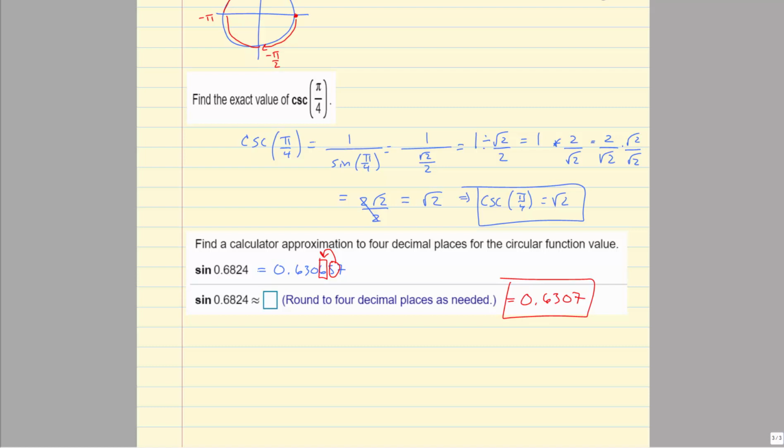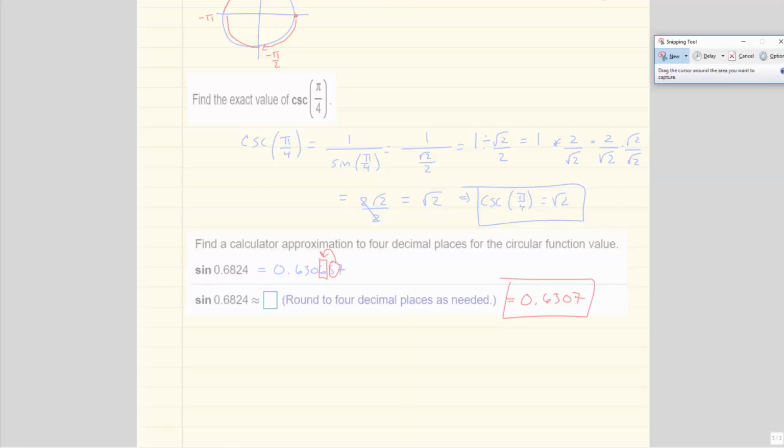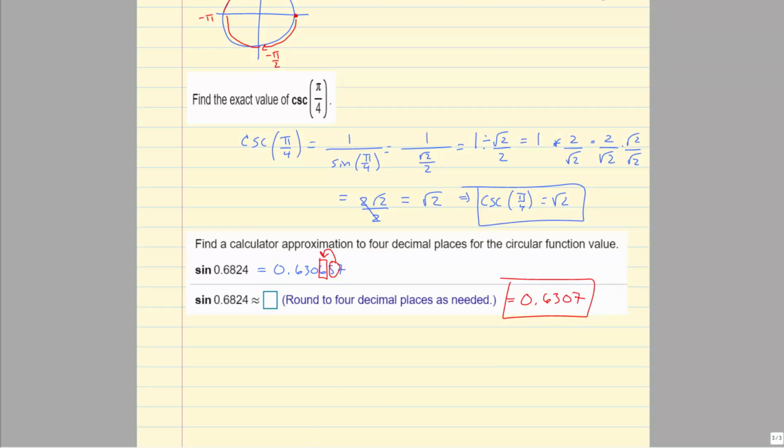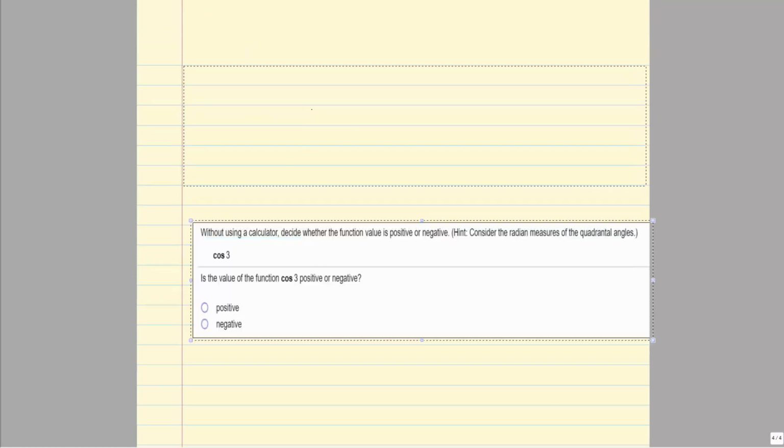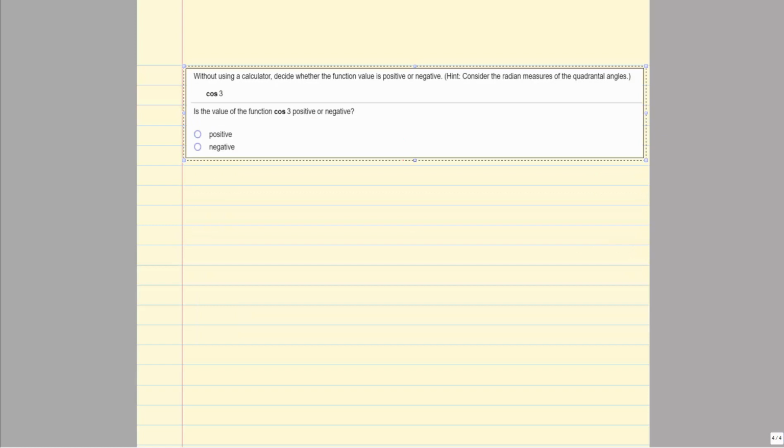Okay, let's go ahead and look at one where it says not to use a calculator, and they want us to just test our basic knowledge of what a radian is and how it relates to the unit circle. So it says without using a calculator, decide whether the function value is positive or negative. Well, let's figure out where the radian measure is. So this is the cosine of 3 radians.